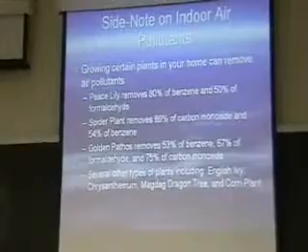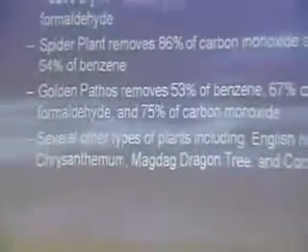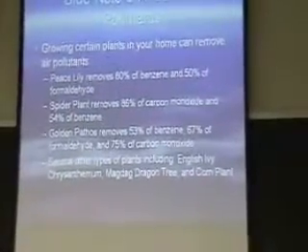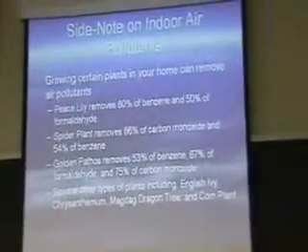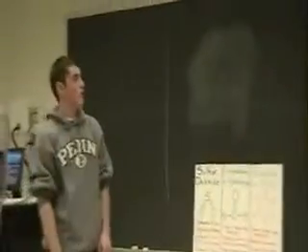These are all for concentrations of these gases that would be naturally found in the home, less than 1 part per million. There are several other types: English ivy, chrysanthemum, magdag, dragon tree. I don't know what that is. And a corn plant, although people probably don't grow corn in their house.